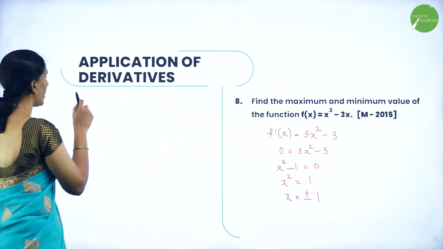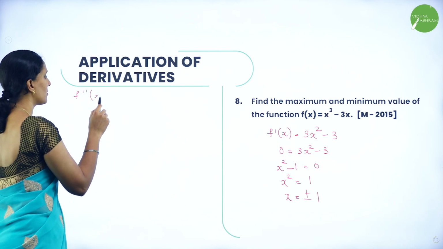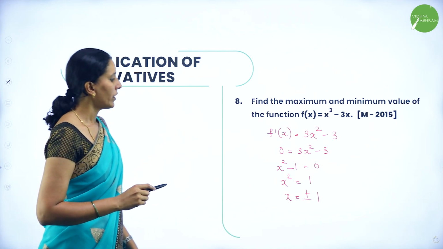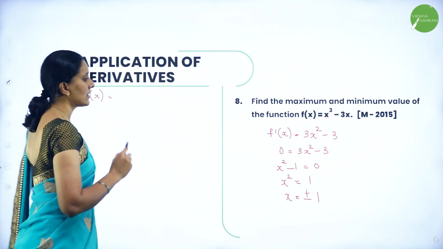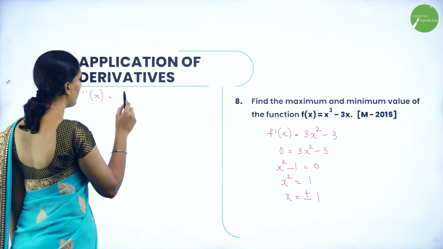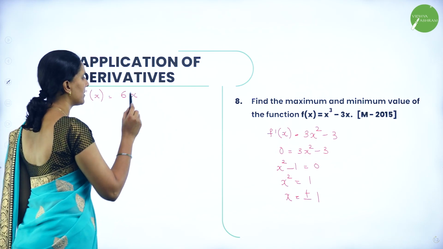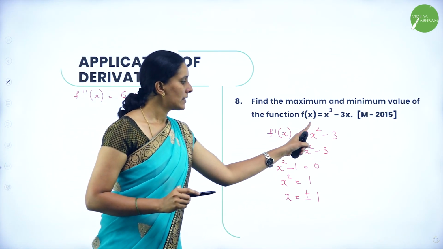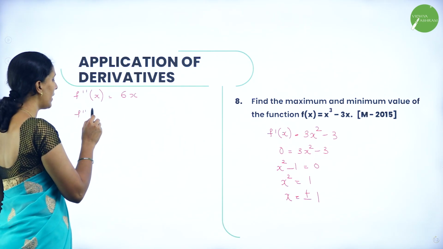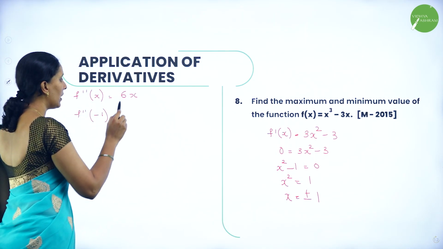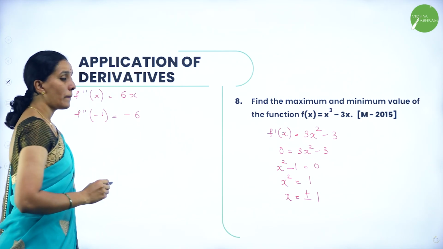Now let's check it for f double dash of x. So here f double dash of x, we will get this as 3x square minus 3, we will get this as 6x. F double dash of x is 6x. Now at point x is equal to minus 1, that is f double dash of minus 1. We will get 6 into minus 1, minus 6.